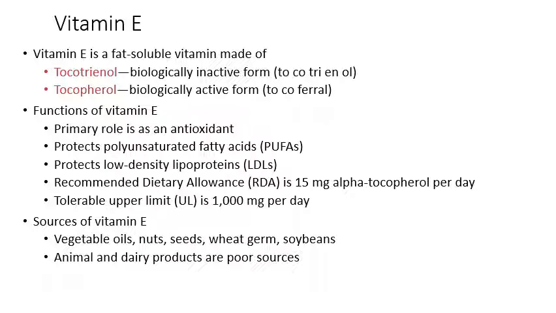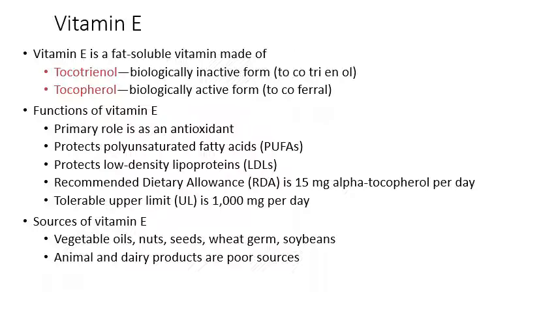Vitamin E. Vitamin E is a fat-soluble vitamin made of tocotrienol, which is a biologically inactive form of vitamin E, and tocopherol, which is a biologically active form of vitamin E. The primary function of vitamin E is as an antioxidant. Vitamin E also protects polyunsaturated fatty acids. It protects low density lipoproteins, LDLs, and its recommended dietary allowance is 15 mg alpha tocopherol per day.